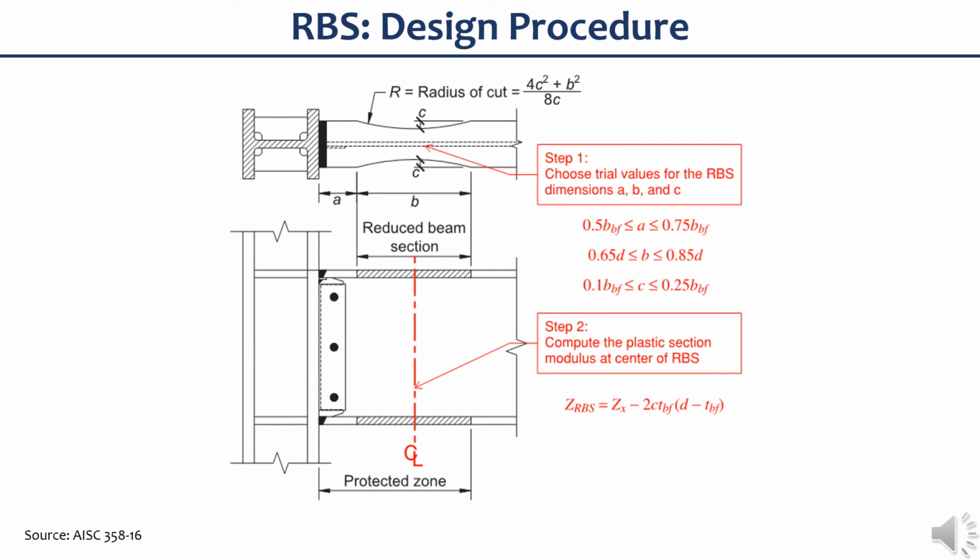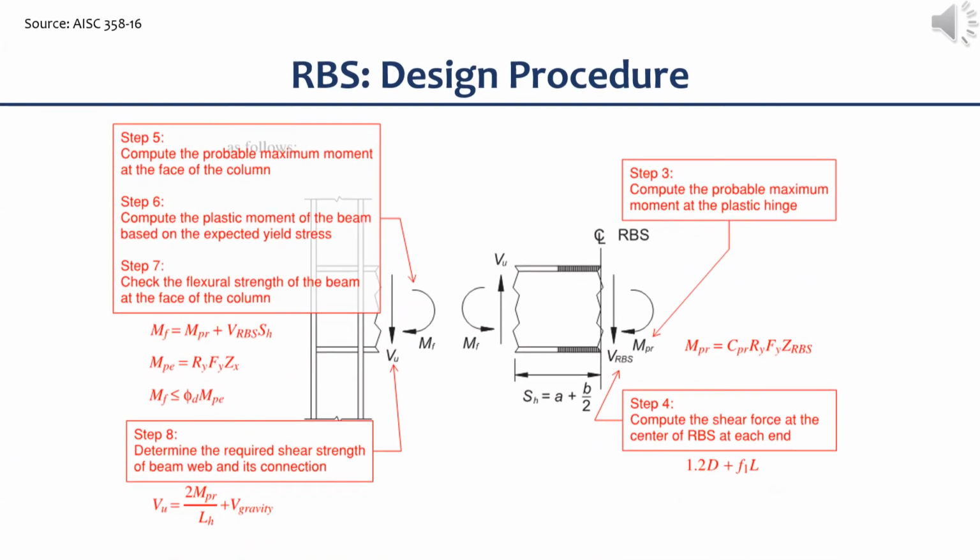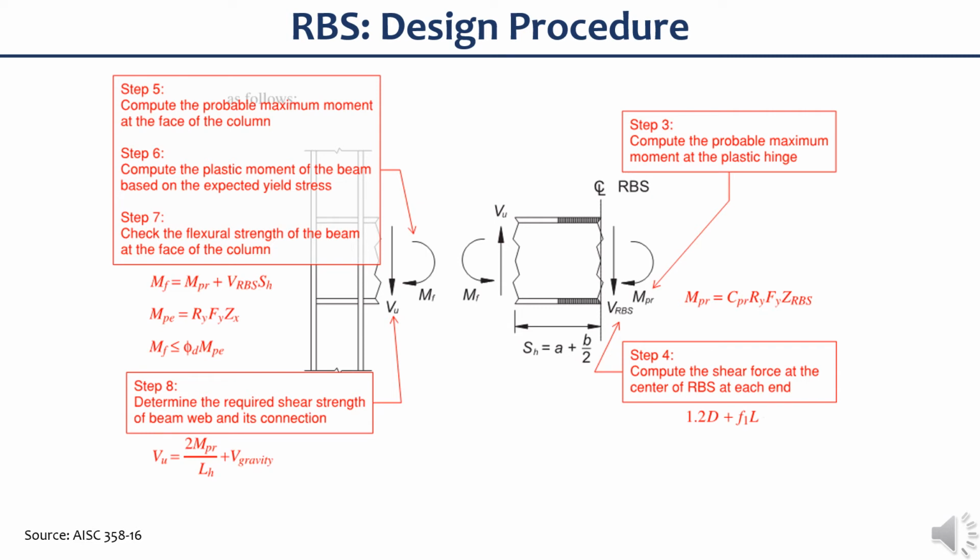Let's discuss briefly the design procedure according to ASCE 358. Step number 1, we should choose trial values for RBS dimensions A, B, and C. And shown on this slide are the limits for those dimensions. Step number 2, we should compute the plastic section modulus at the center of the RBS. And the equation is given also on this slide.